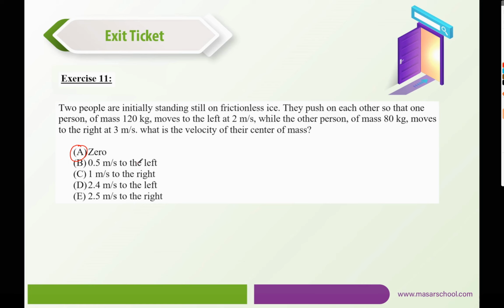before they push on each other, the system consisting of the two people is standing still, which means that the velocity of the center of mass is 0, and that would be conserved after the collision. Although one of the persons would be moving to the left with a speed of 2 meters per second, and the other person would be moving at 3 meters per second. And you can check by doing the calculation: 120 multiplied by minus 2 because it's to the left, that would be minus 240 kilogram meter per second.